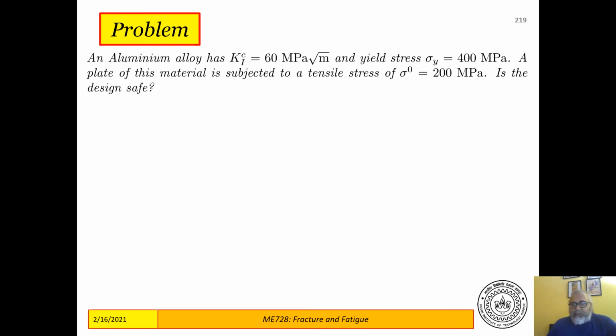Okay, let us take the first problem. So we have an aluminium alloy whose K1C value is given to you. Remember, K1C is the fracture toughness, which is a material property given in units of MPa root meter. It's important to note the unit. And it has a yield stress of 400 MPa. And you have a plate of this material subjected to a tensile stress of sigma naught equal to 200 MPa.